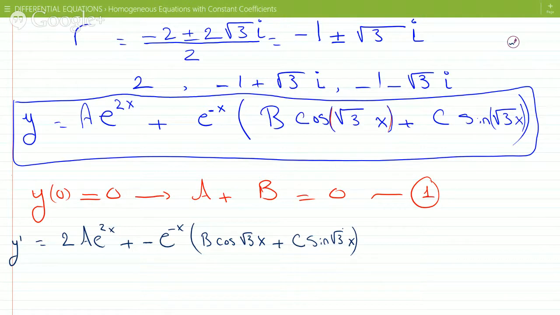Okay. And then plus the first times the derivative of the second. So plus e to the minus x times the derivative of this will be, cosine is sine, so minus b sine root 3x times the derivative of the inside, which is root 3. And sine is cosine, so this becomes c cosine root 3x times the derivative of the inside, which is root 3. So this is y prime.